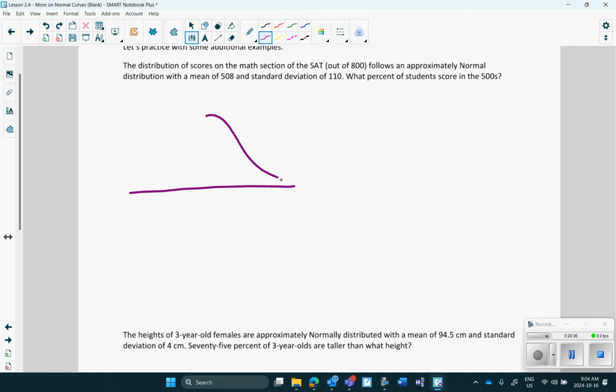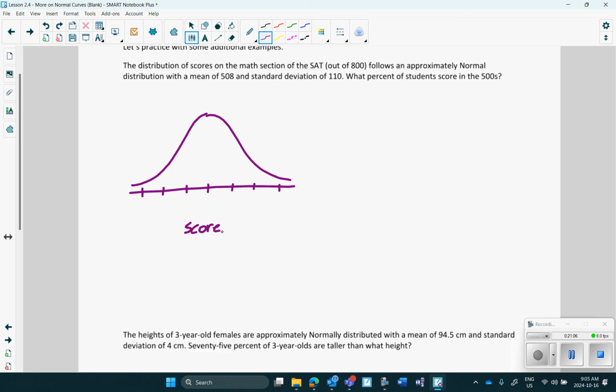For any of these problems, they're all going to start like this. Horizontal axis with 7 notches and a bell curve, a normal distribution. Don't forget to label. So we're talking about SAT scores. You could put SAT score or just put score.